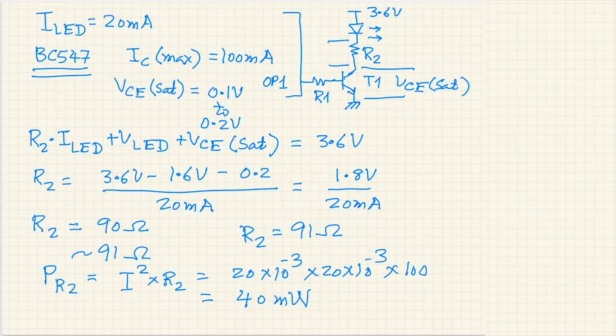Now that we have the value of R2, we must also estimate the value of the base resistor. What is the value of the base resistor here, labeled as R1? Let me take you through that equation, and for ease of reference, let me redraw the circuit here. We have the value of R1, our transistor T1, which in our case we have decided to be BC547.